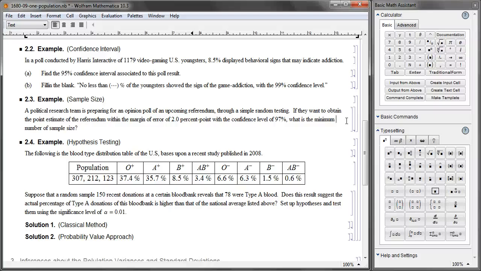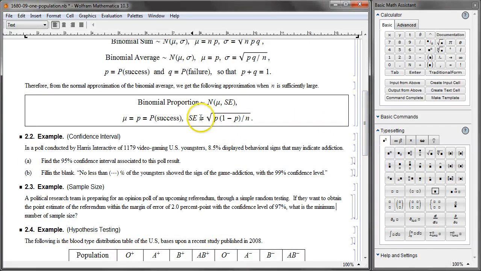Well, this time we have to find the n value, and the n value is associated with the standard error. So what we need to do is identify the standard error. But there's going to be a bit of a problem. Even after identifying the standard error, we have two unknowns to consider. We have to find n, but what is p? That's going to be a problem.